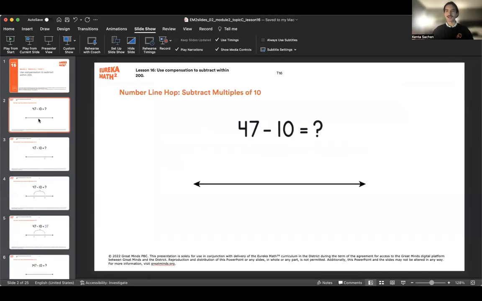I know yesterday we were counting up and down by tens. Today we're going to be subtracting by tens, right? Engaging our place value knowledge that we've built up this year.